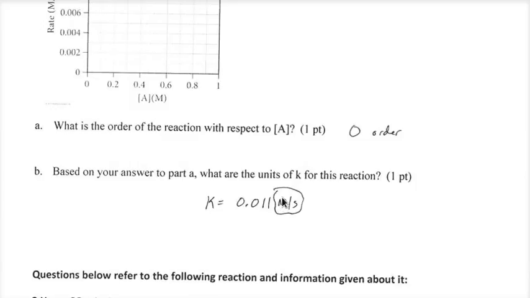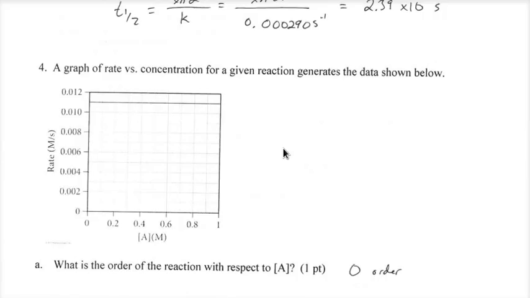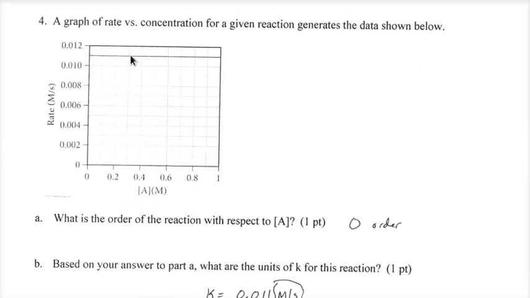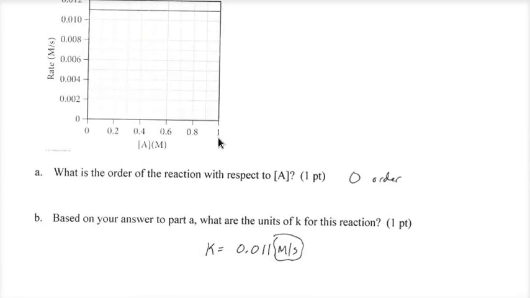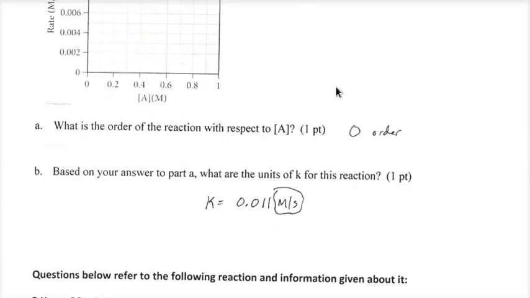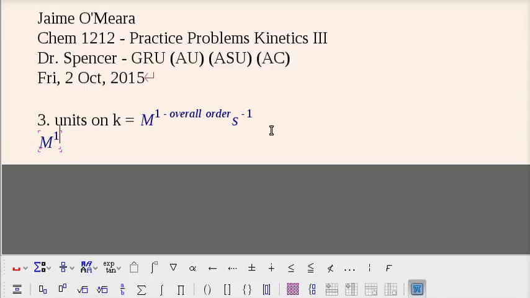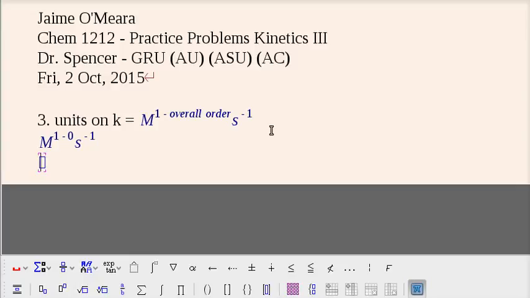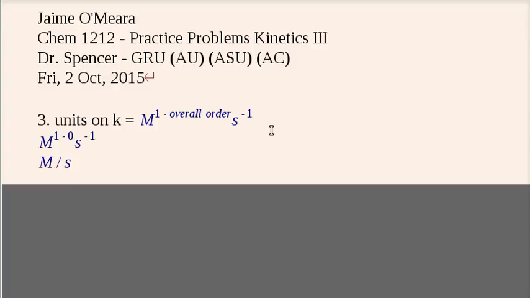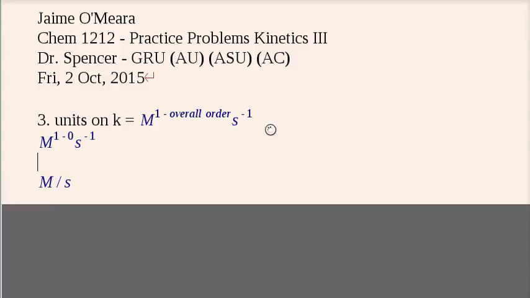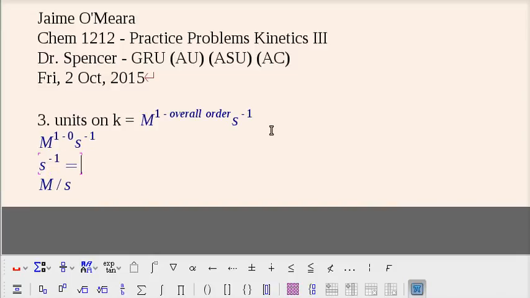So here we have molarity to the power of 1 minus, what's the order? 0. Are there any other reactants? It doesn't seem like it, because she doesn't mention any other reactants. So 1 minus 0, because it's 0 order, and then seconds to the power of -1, which, in case anyone doesn't know, is the same thing as moles per second, because seconds to the -1 is 1 over seconds.